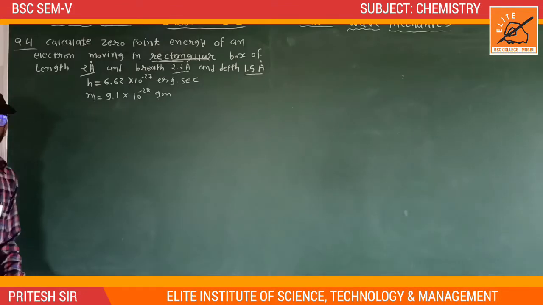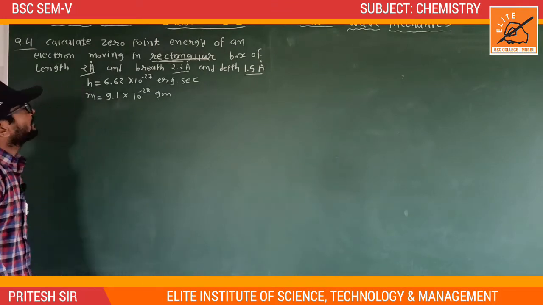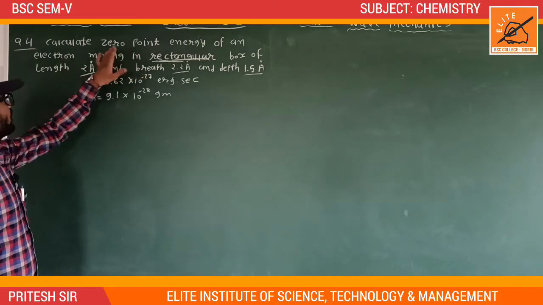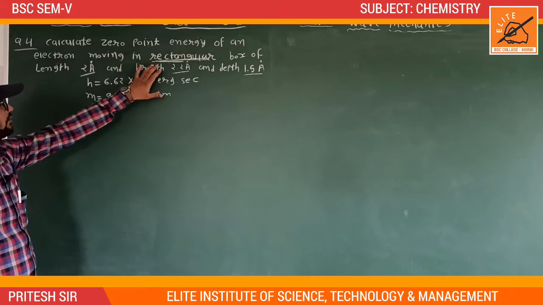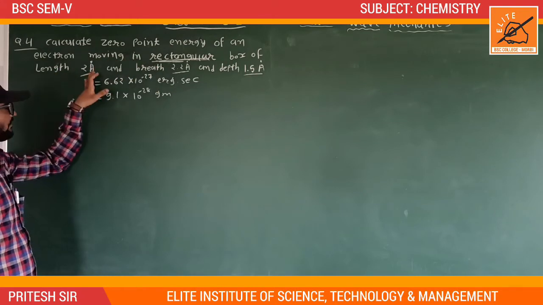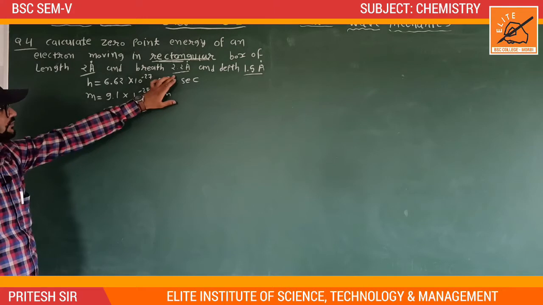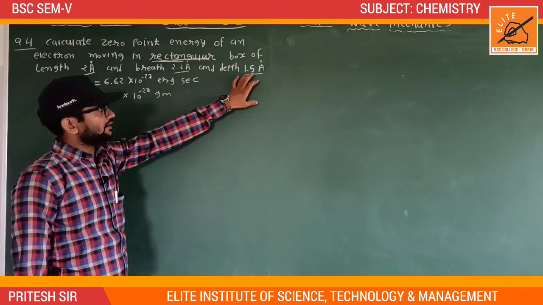Okay, so question number 4: calculate the zero point energy of an electron moving in a rectangular box of length 2 angstrom, breadth 2.2 angstrom and depth 1.5 angstrom.